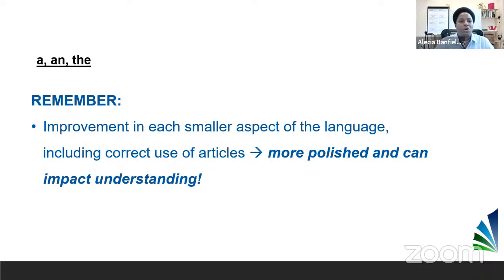don't feel ashamed. Don't feel like, oh, I should know this stuff. Just understand where you're having weakness, focus on it, and overcome it. And overall, improvement in each smaller aspect of your language and your grammar, including the use of articles, means that what you produce in OET, in writing and in speaking, is overall more polished. It impacts the understanding of the reader, especially the examiner, and it goes towards helping you get a higher grade.